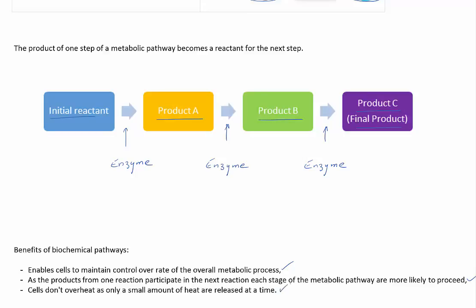Finally, heat is generated as a product of metabolic processes. The individual steps in the metabolic pathway ensure that only a small amount of heat is released at a time, ensuring that they do not burn up and overheat the cell. In addition, this heat can then be used to fuel other biochemical reactions.